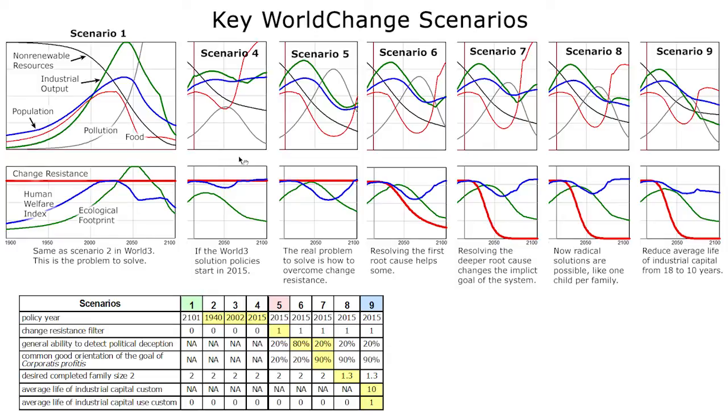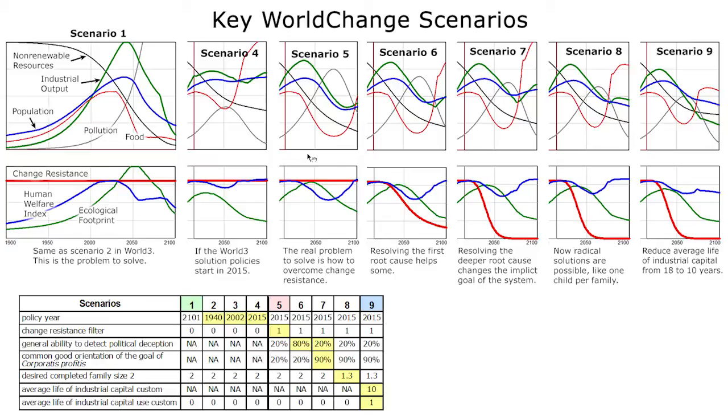The solution is acceptable. There's no population collapse. But it's unrealistic because it's not what's happening. High change resistance all over the world is blocking most solutions. Change resistance is high, as this flat red line shows. So when we turn on the change resistance subsystem, we get Scenario 5, partial collapse. This is the real problem to solve. Global collapse is dead ahead unless we can solve the change resistance part of the problem.